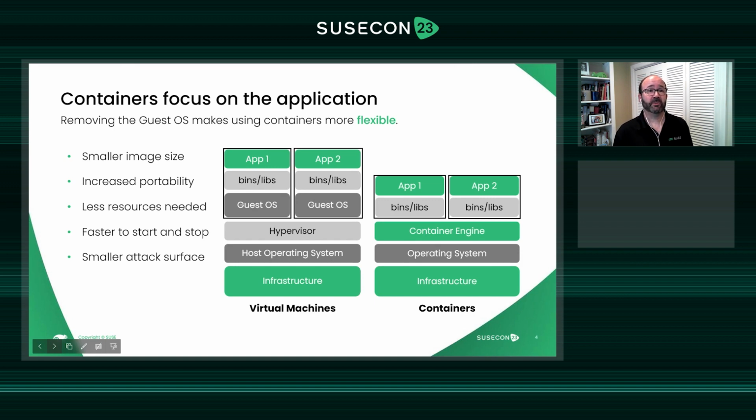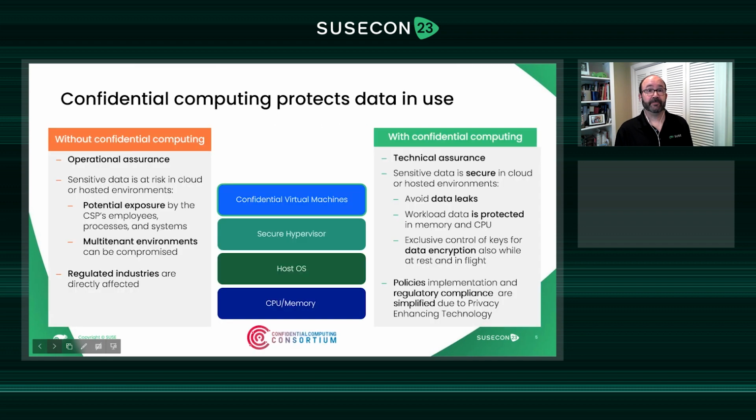This makes containers more flexible. You have a smaller image size because all you have is the application and its dependencies. It makes it increasingly portable because you can run on any container engine, on any operating system and infrastructure. It requires fewer resources because you don't have that full operating system, just the application within each container. This also makes it faster to start and stop because you're not starting and stopping an entire operating system. And it gives you a smaller attack surface because all you have in the container is the application itself, no operating system with all its vulnerabilities.